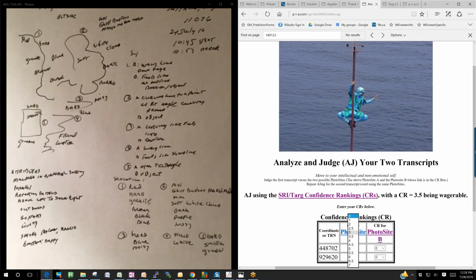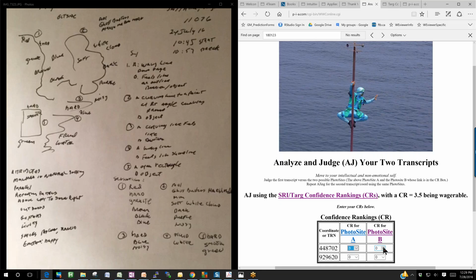Anybody else want to jump in? I think something like a 3. Yeah, that's okay. Does anybody think it should be higher? Okay, no. Let's make it a 3 and let's go on. This is mostly for demonstration purposes. Okay, so we judged this transcript, one coordinate, just like you would normally do when you go in with a single coordinate.